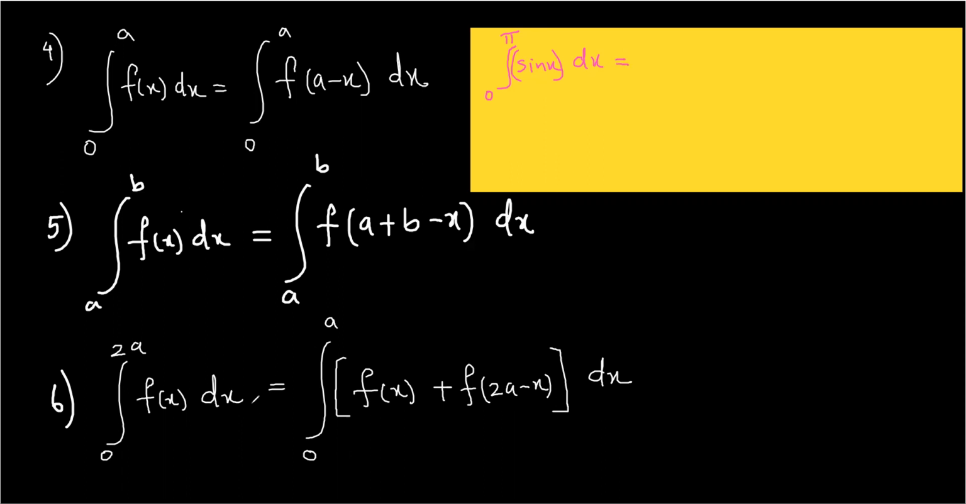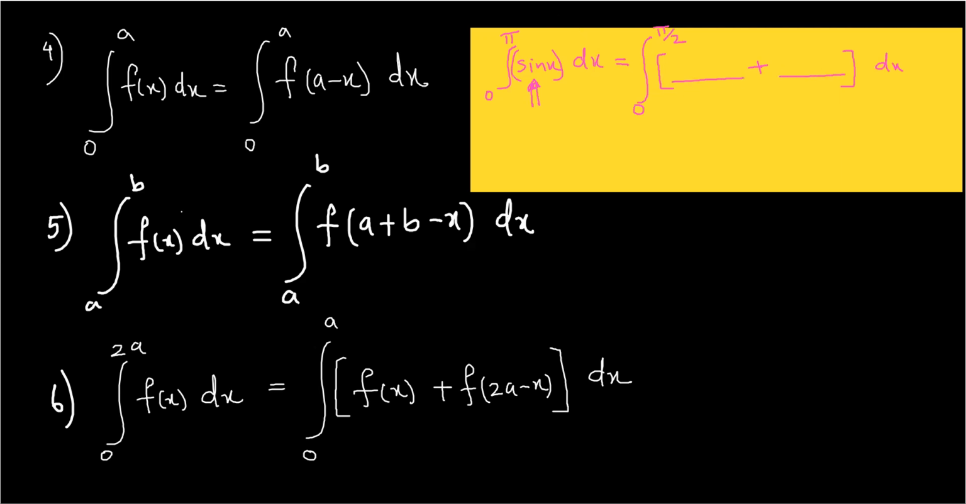Now, what does this property say? This property says that you can halve the interval. So 0 to pi, you can write 0 to pi by 2. You can do that provided the integrand that you have here, which is sine of x, you write as the sum of two functions. I've got a plus sign in between, so here the first function and the second function.